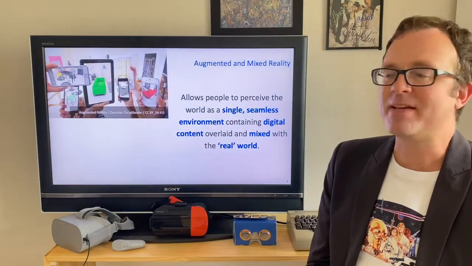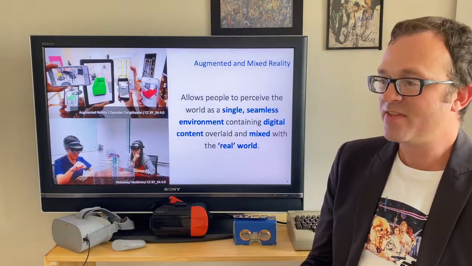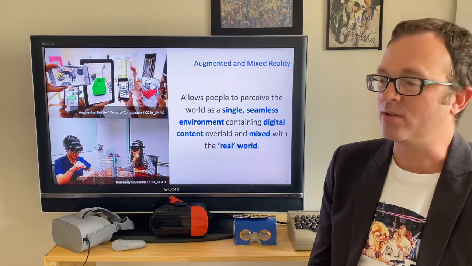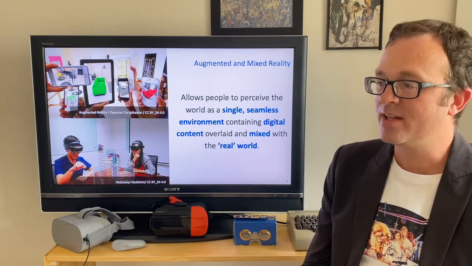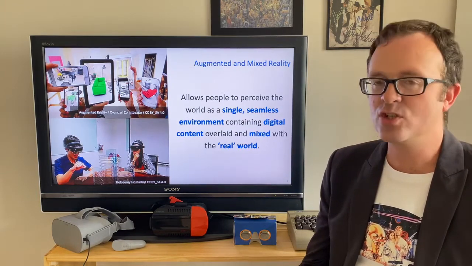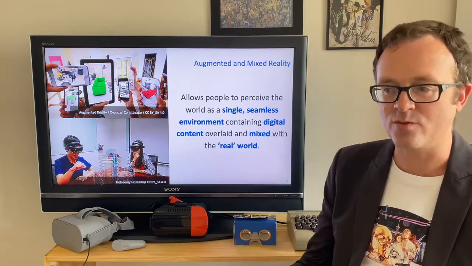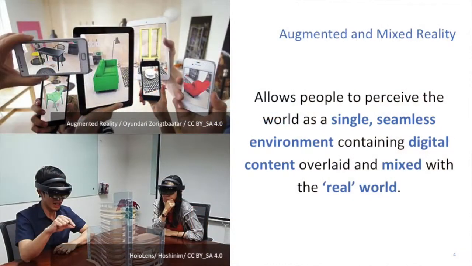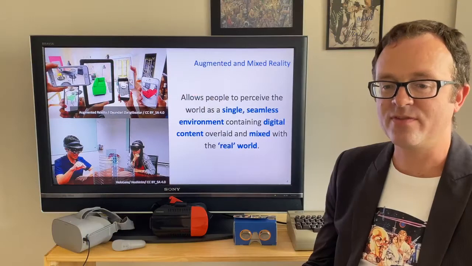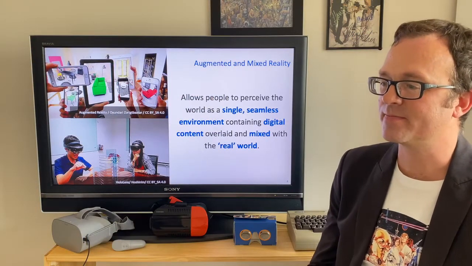Let's look at augmented and mixed realities. These allow people to perceive the world as a single, seamless environment that contains both digital content, usually overlaid or mixed in with the real world. There are AR and MR apps on mobile devices, tablets and mobile phones that allow you to overlay digital objects into the real world over the camera. And then you've got all the way up to specific devices such as Microsoft's HoloLens, pictured here, which gives you a far higher fidelity experience.